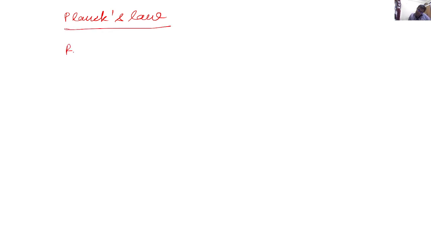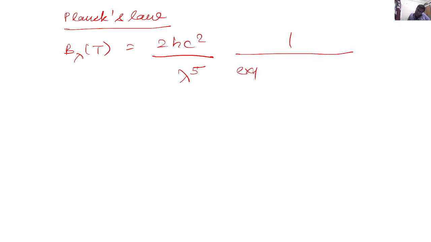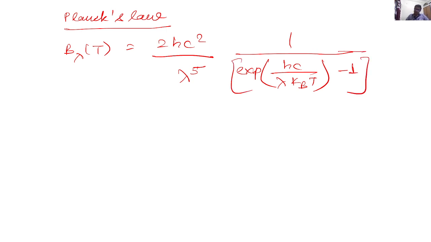Planck's law we know is this: 2hc squared by lambda to the power 5, times 1 by e to the power hc by lambda kBT, minus 1. So this is Planck's law. We know it very well, and this is applicable for black bodies, meaning a perfect emitter.